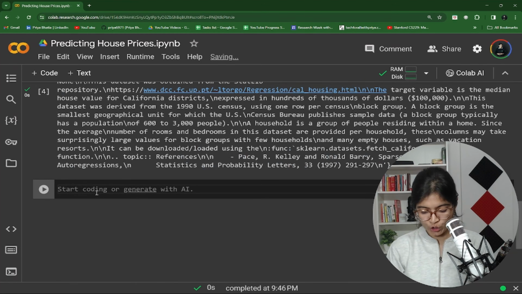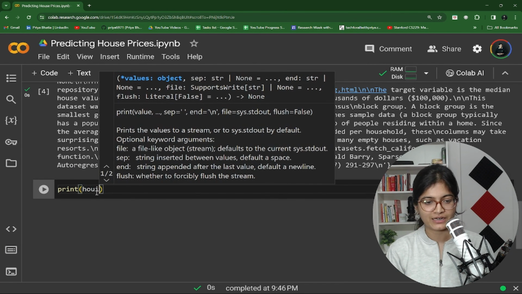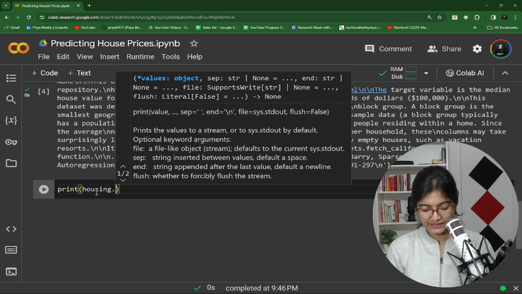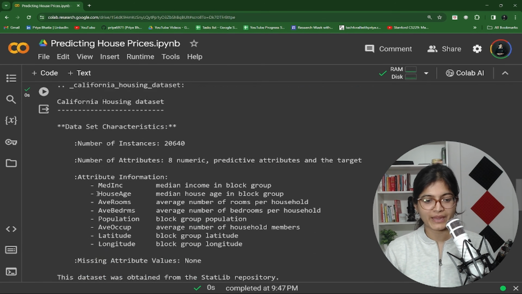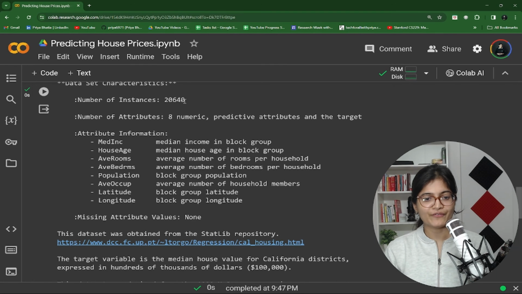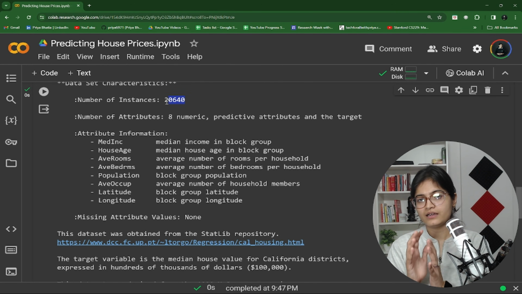If I want to show you the description of each attribute available in this housing dataset, we can clearly see that we have 20,640 instances. It means the size of the data is also not that small. It's not very big, but yes, it's a moderate-size dataset.